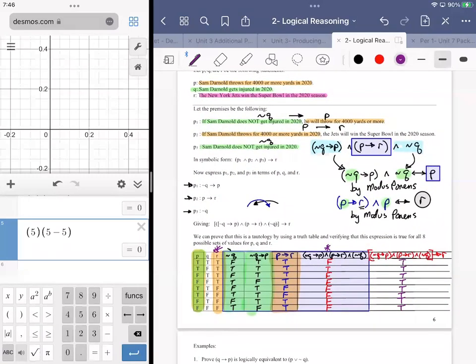All right, but basically this is saying, my premises were: if Sam Darnold does not get injured in 2020, he'll throw for 4,000 yards or more. If he throws for 4,000 yards or more, the Jets will win the Super Bowl. And that Sam Darnold does not get injured in 2020. So in theory, that means that he threw for 4,000 yards or more, and that caused the Jets to win the Super Bowl. Right?